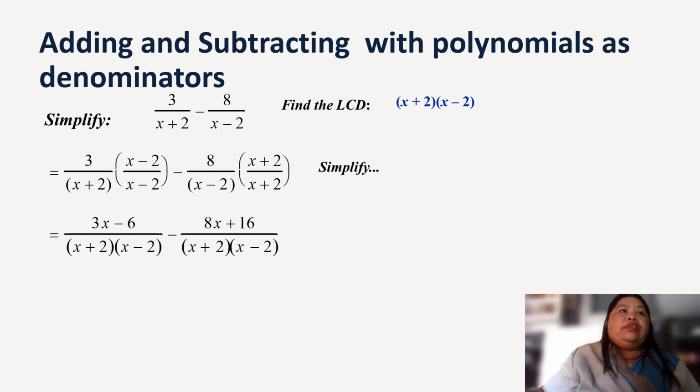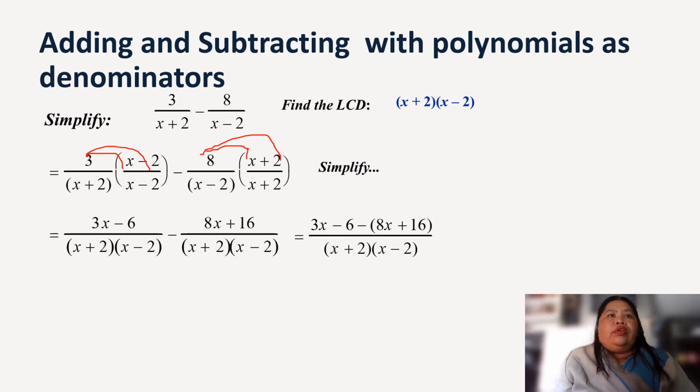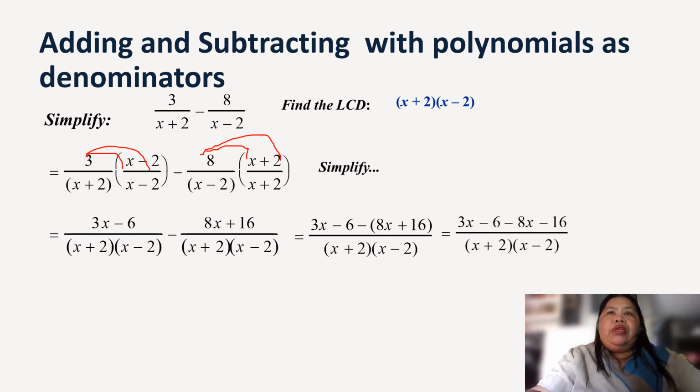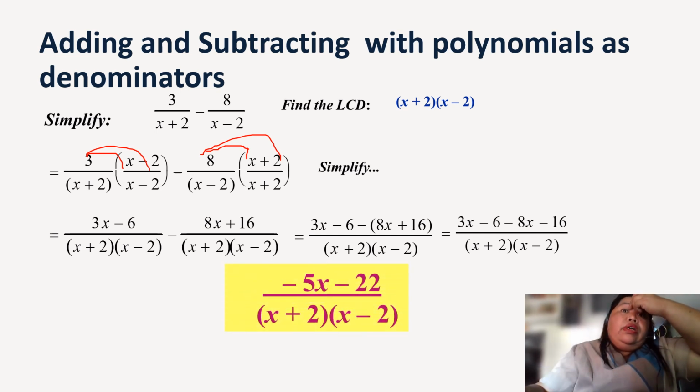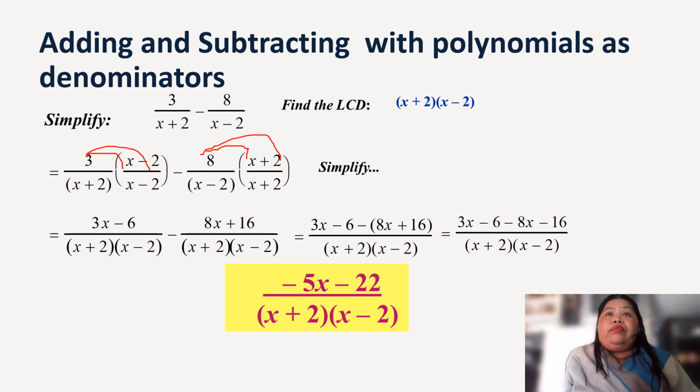And then simplify. So we got 3 times x, so 3 times x and 3 times minus 2, and copy the two denominators, minus 8 times x and 8 times 2, so we got 16. Then 3x minus 6 minus 8x plus 16 over the LCD or the common denominator. So the final answer, we have 3x minus 8x, and minus 6 minus 16. All right, so negative 8 plus 3 is negative 5, and negative 6 plus negative 16 is negative 22. So this is your final answer.